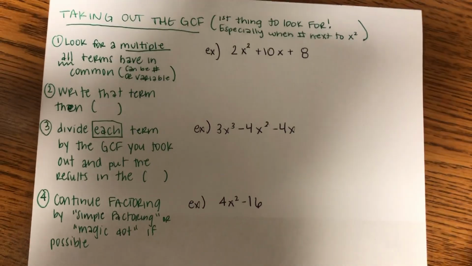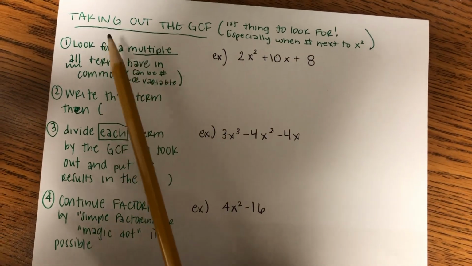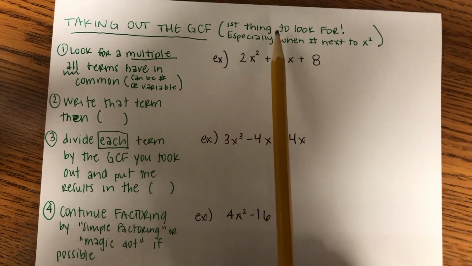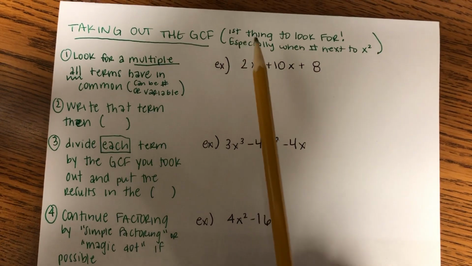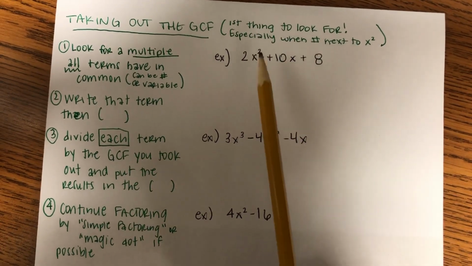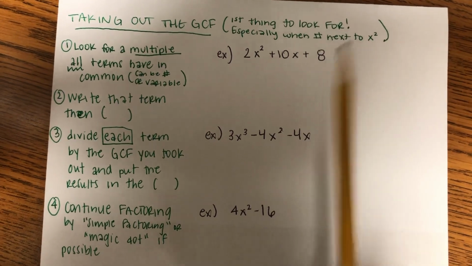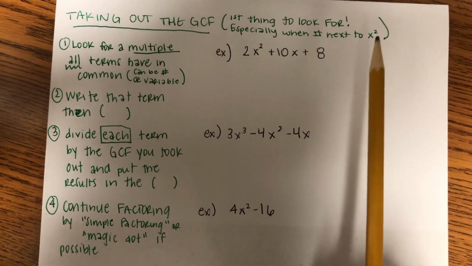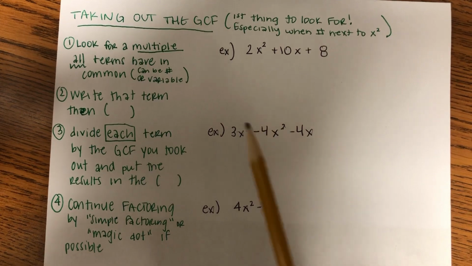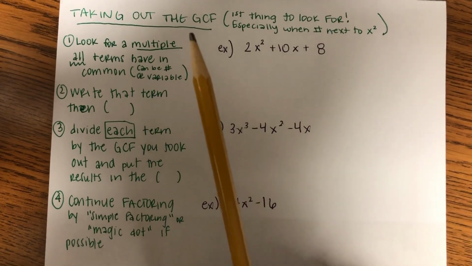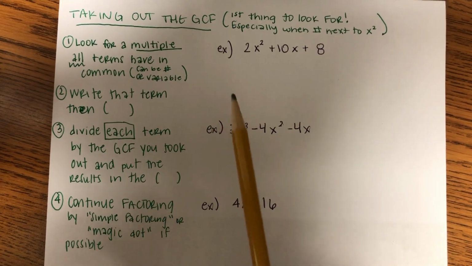Something to look for when factoring is to take out the GCF. In fact, you should look for this first thing. And this is especially used when there's a number next to x squared. So remember when there was a number not next to x squared, we jumped right into the steps of simple factoring. But in this case, in all of these examples, there is a number next to x squared. So we definitely want to look for a GCF to take out before continuing on.